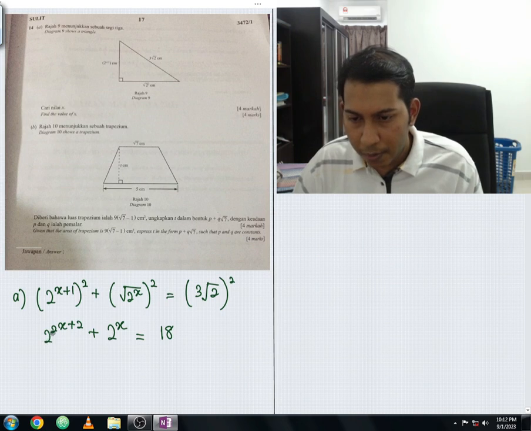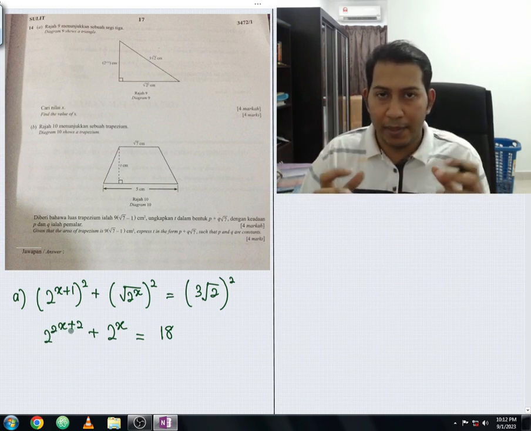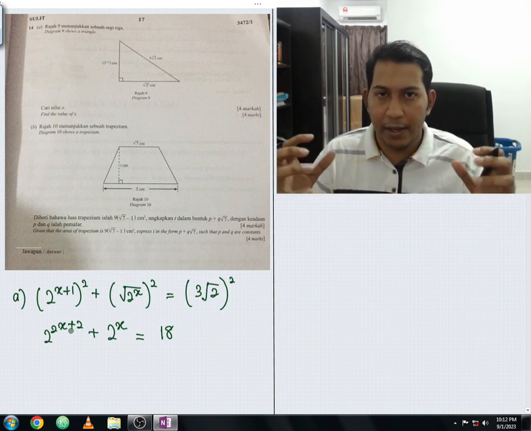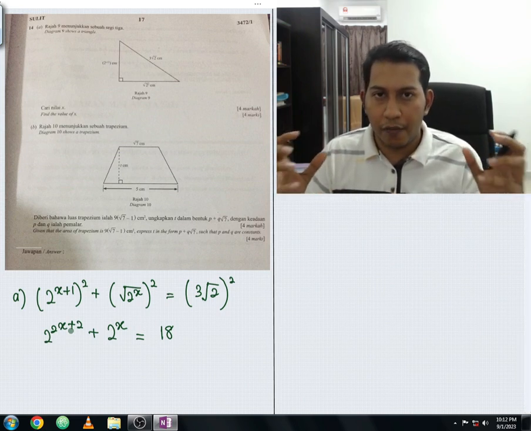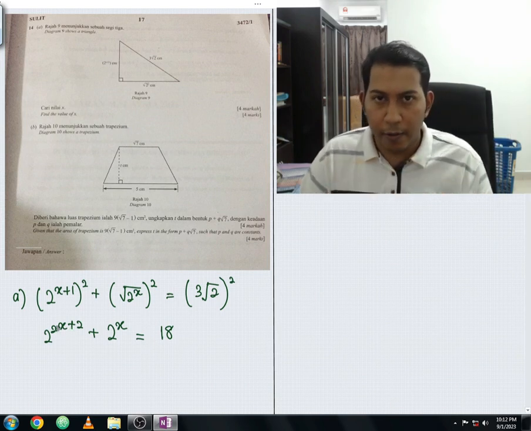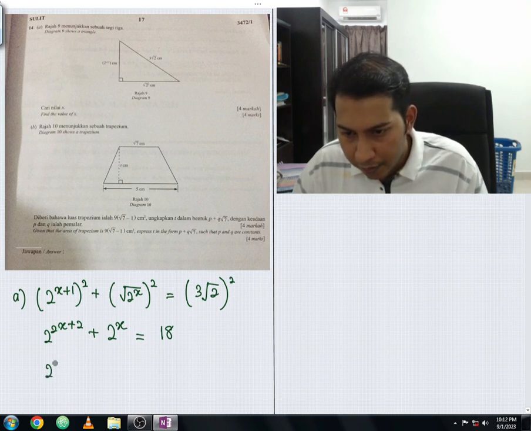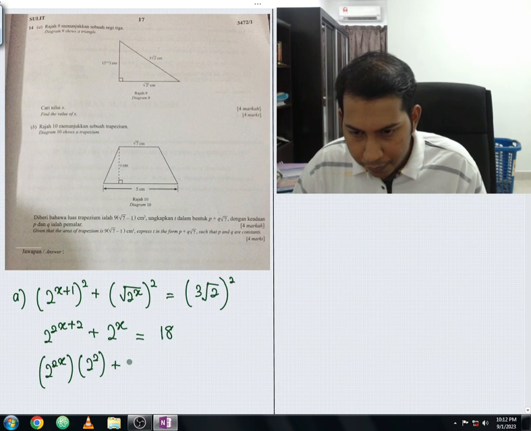So this 2 to the power of 2x plus 2 we can break down into two separate components through multiplication. Guys, when you multiply two of the same base, you add the index. That's how we're going to break it down. So please stay with me. From here, 2 to the power of 2x, in a bracket, times 2 square, plus 2 to the power of x is equals to 18.